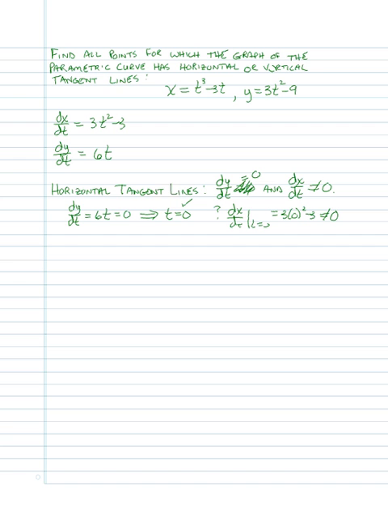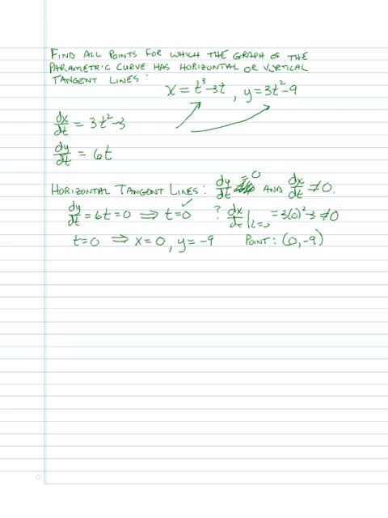Now, from that t value of 0, what is our x and what is our y? Well, we would look above and calculate our x. We look up here for our definition of x, and we would get an x value of 0. And we would look above when t is 0 to calculate our y, and we would get a y of negative 9. So the point at which we have a horizontal tangent line is the point (0, -9).